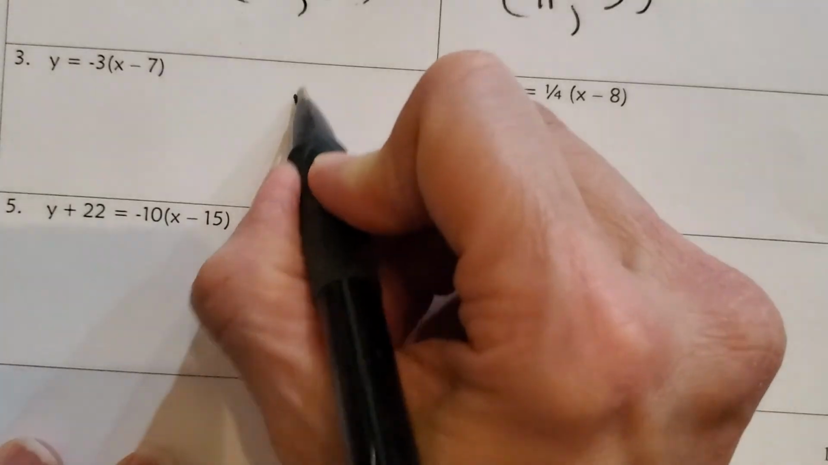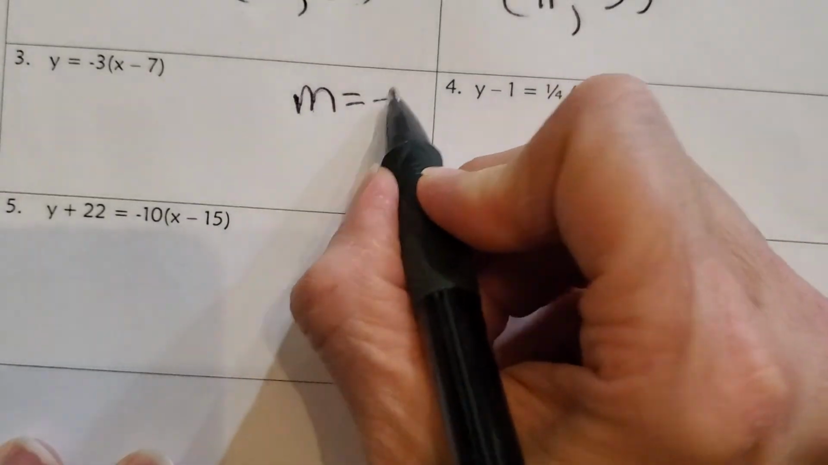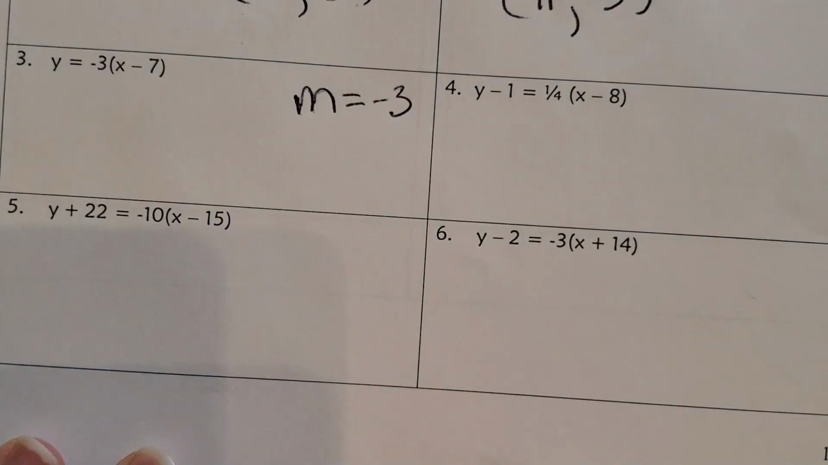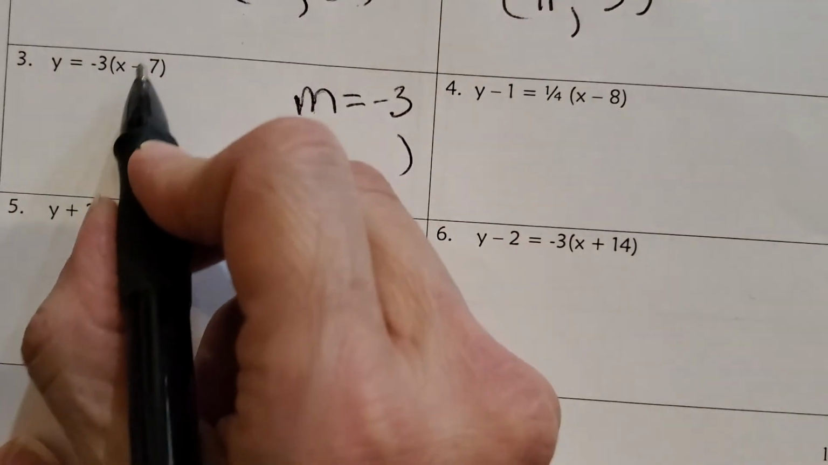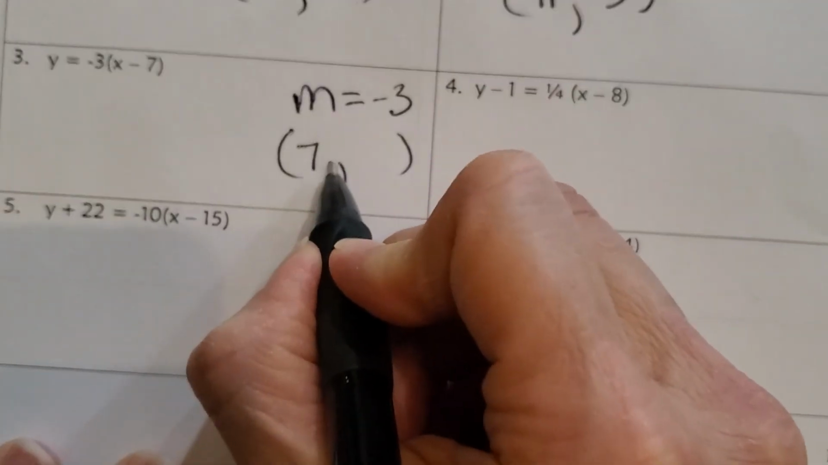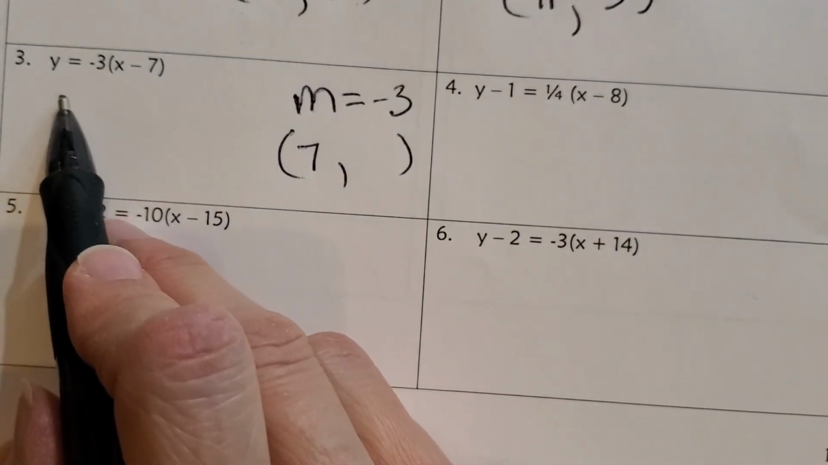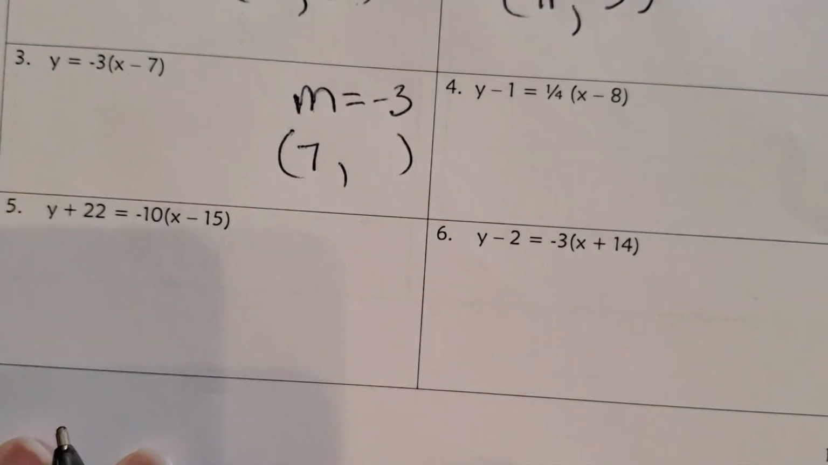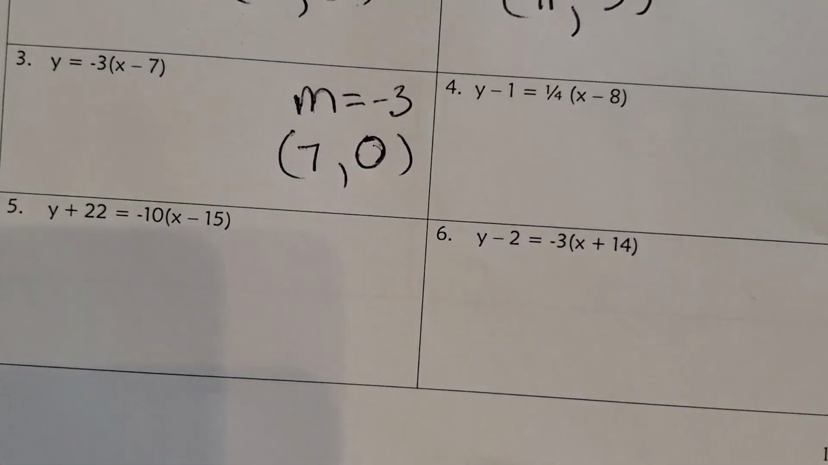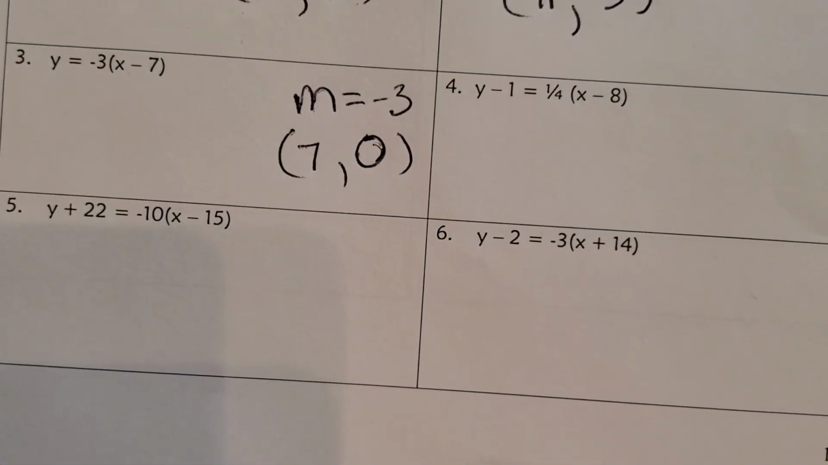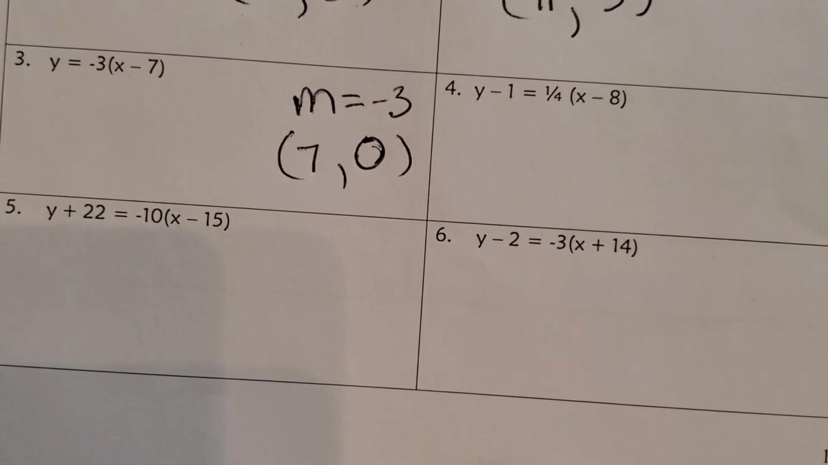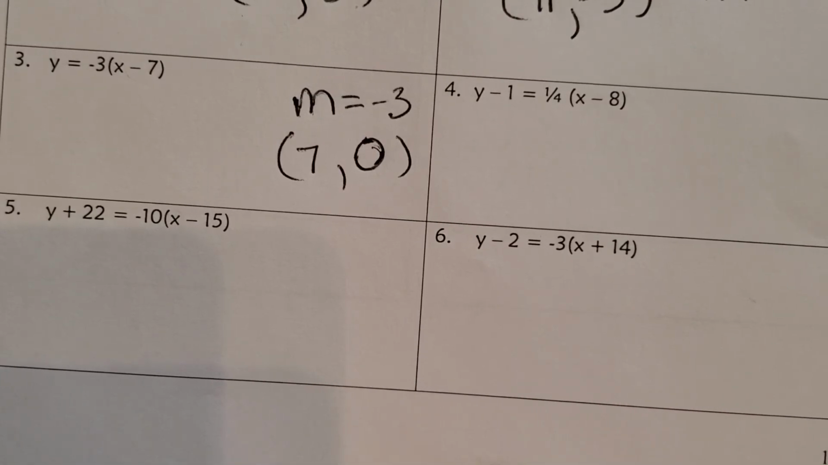So here again, my slope sits right in front of the parentheses. That's going to be a negative 3. And the point is going to be the opposite of whatever this is, which is 7. And then notice there's not a number with the y. So that must mean it's 0, because it's the only thing I could subtract from y and get y. We don't write y minus 0 because it's not considered simplified.